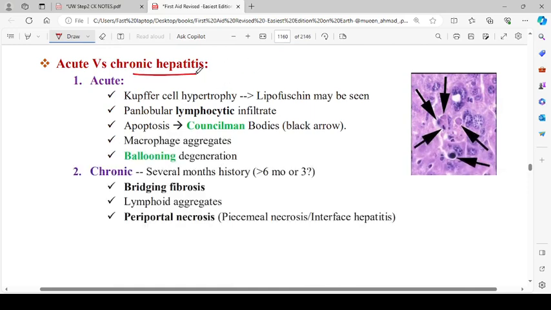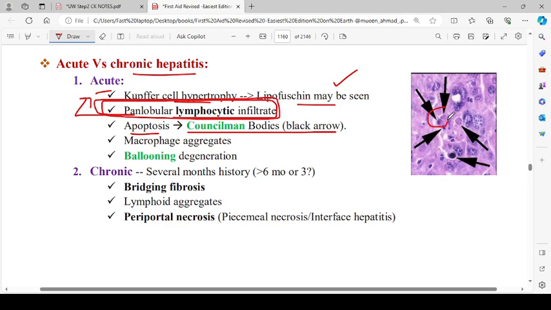Acute versus chronic hepatitis. In acute hepatitis, there will be Kupffer cell hypertrophy. Lipofuscin may be seen. A pan-lobular lymphocytic infiltrate will be there, like the whole lobule will be infiltrated by lymphocytes, because it is an acute setting, right? Apoptosis, like Councilman bodies, will be seen. This is a Councilman body. It is an apoptotic body, like the hepatocyte being swollen and undergoing apoptosis. Macrophage aggregates will be seen, and balloon degeneration will be present.